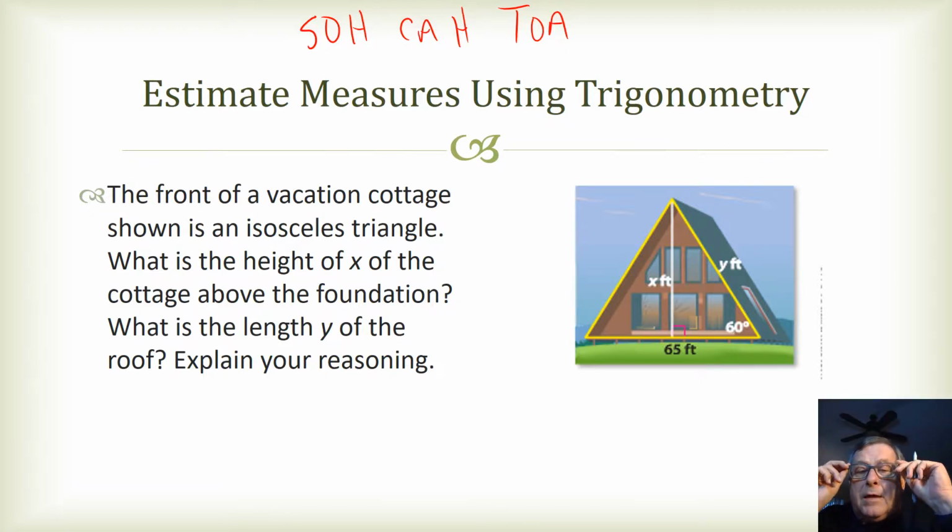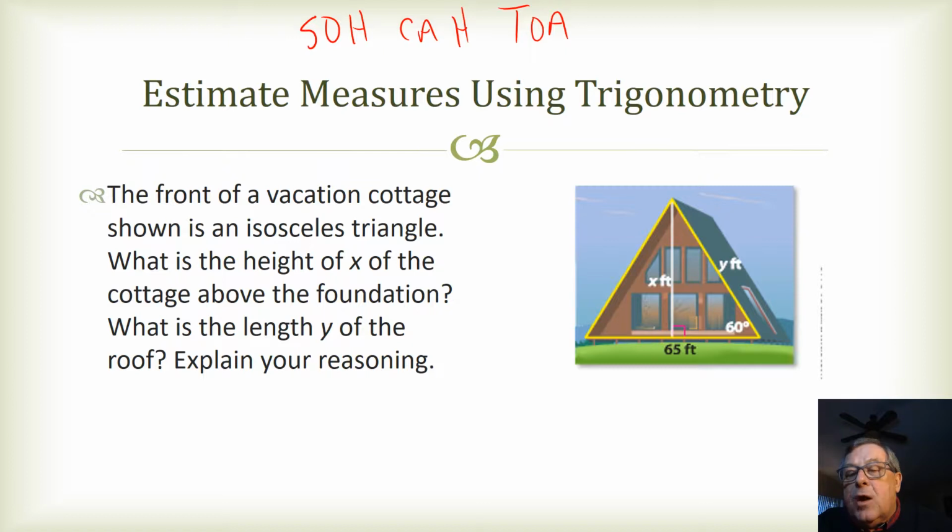All right, so we got this. This is an interesting little problem, and you've got to think about it a little bit. But as you do, it becomes fairly simple. It says the front of a vacation cottage shown is an isosceles triangle. What is the height X of the cottage above the foundation? And also, what is the length Y of the roof? Explain your reasoning.